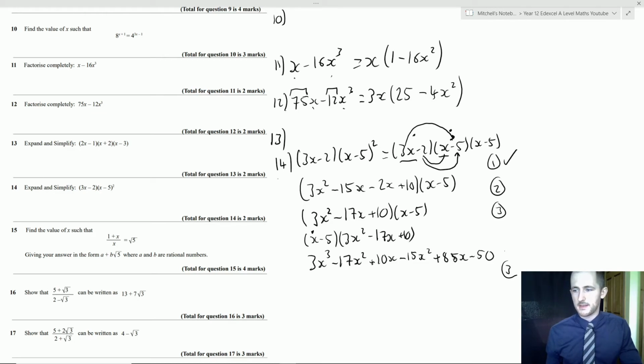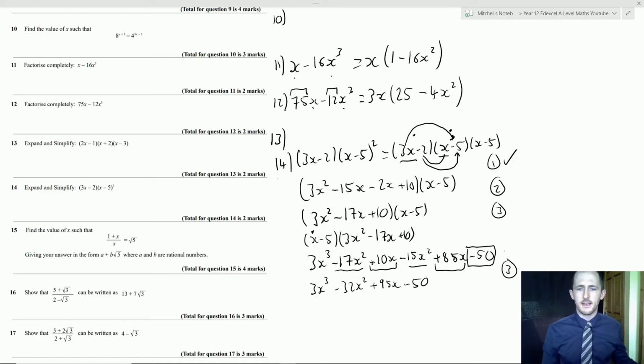The last step is to then simplify. There should only be one cubed term. There are going to be two squared terms. So minus 17 minus 15 gives me minus 32x squared. And there should be two x terms. So plus 10x plus 85x gives me plus 95x. And there should be one number term or linear term, minus 50.